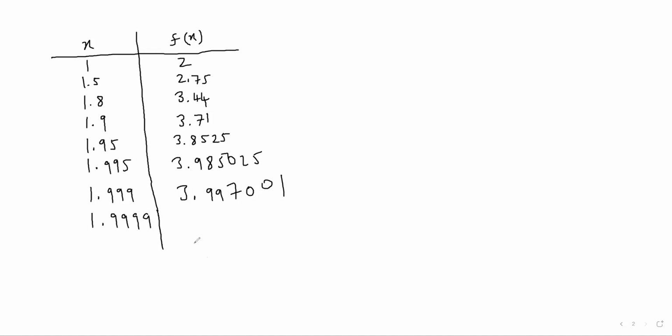We can keep increasing the nines to make sure that we get the right answer. If we keep increasing the nines, we'll find that the function also has nines after the decimal. We're going to have 3.999.